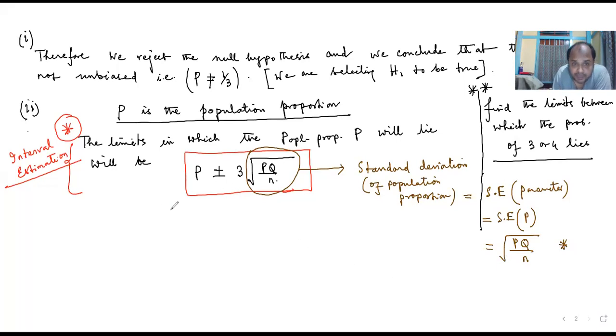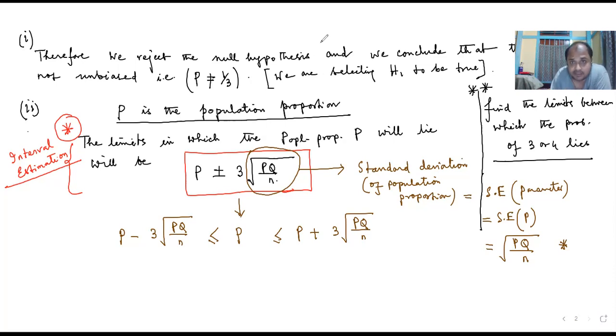Okay, so P will lie between these two numbers. This means that we cannot guess the exact value of the population proportion in this case, but we can at least say that P will lie between them. This is the lower limit of the population proportion, and this is the upper limit of the population proportion. And we're going to find these from our given values.